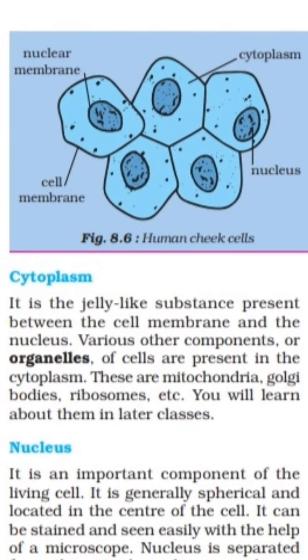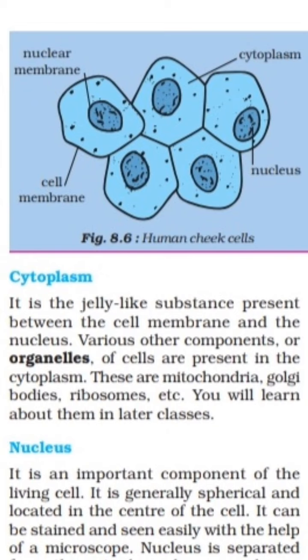Now see here, upper side. Think about one cell only. Here in the middle, the nuclear membrane is mentioned, so the nucleus will be there, and on the outer side the cell membrane will be there. From the nucleus to the cell membrane, you can see the faint blue color mentioned there. It is a jelly-like substance present between the cell membrane and the nucleus, and that is called cytoplasm.